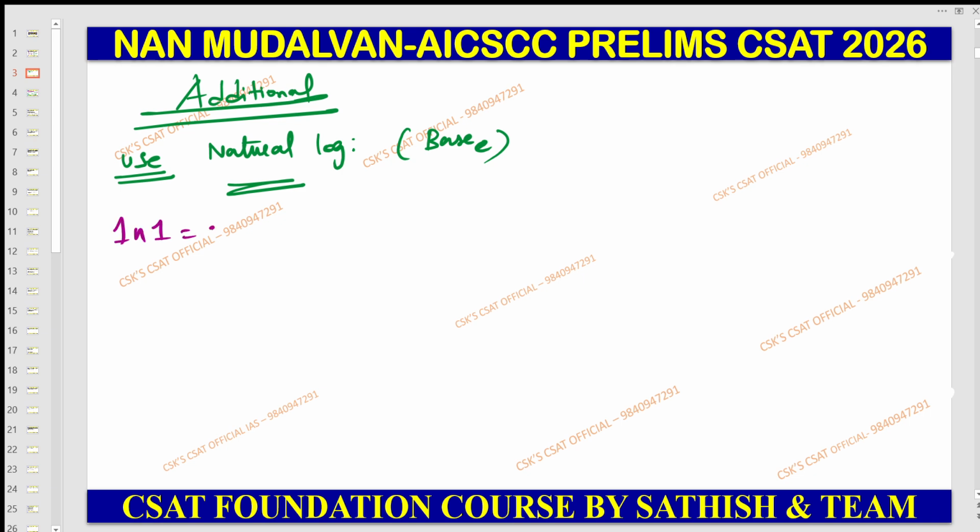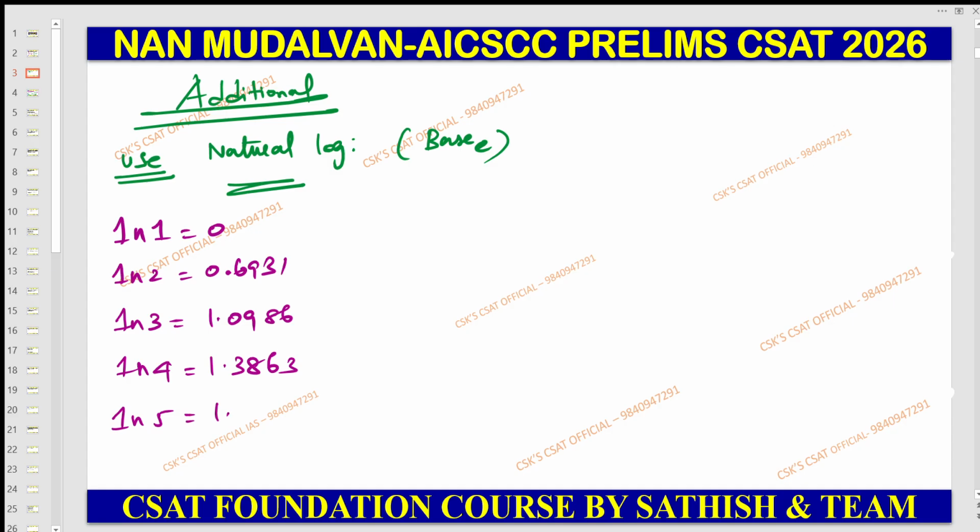ln 1 is nothing but 0. ln 2 is nothing but 0.6931. Remember this, at least the first two digits after the decimal. So ln 3 is 1.09. If you want, additionally I will give you this, and it will surely help you. ln 4 is 1.3863. ln 5 is 1.6094. Next, ln 6 is 1.7918.